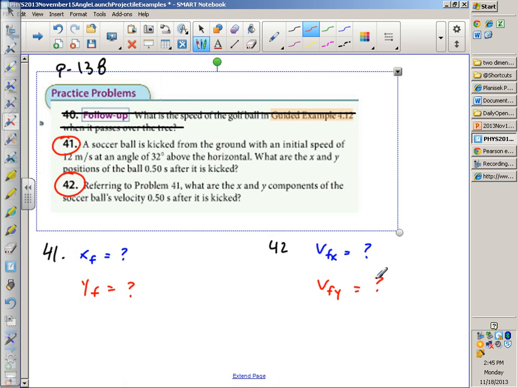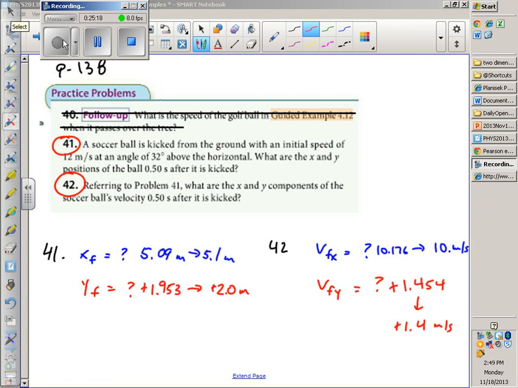Talk to somebody about the problem, feel free. So up on the board, you've got the answers for the two parts, right? x final, y final for number 41, and then v final x and v final y for number 42.